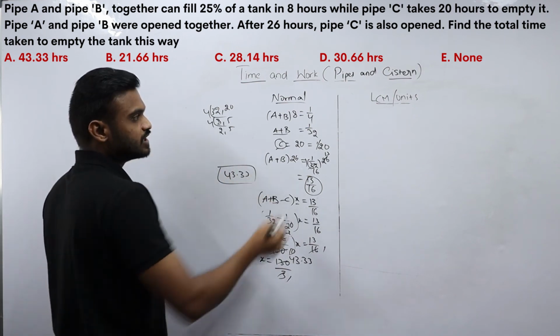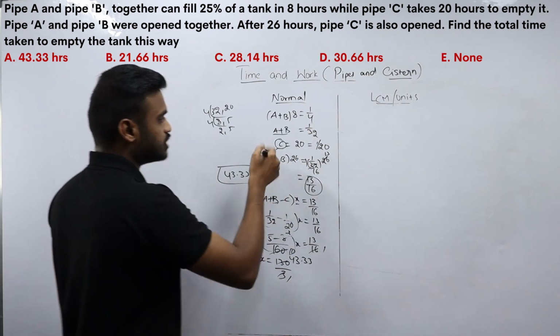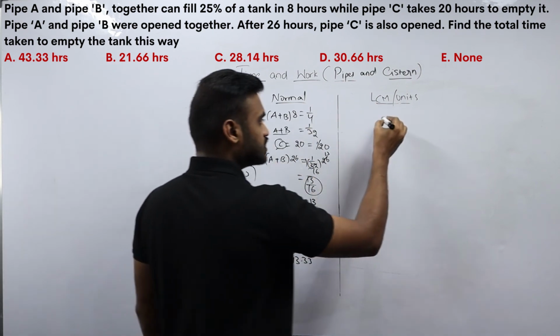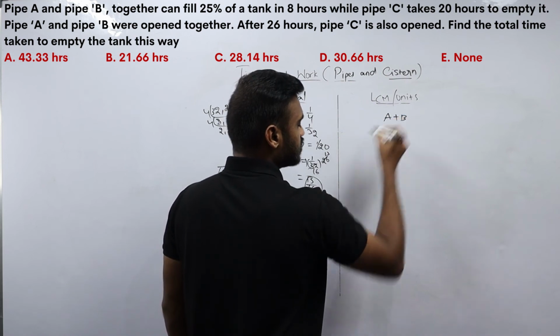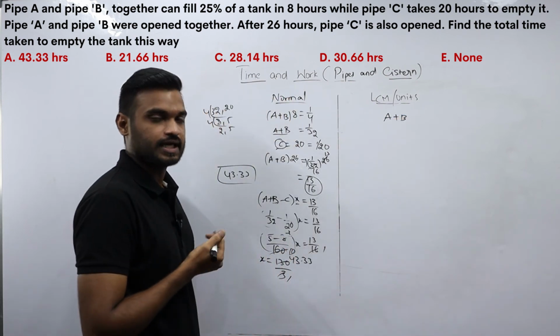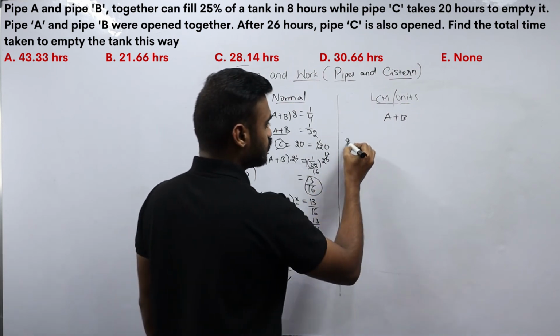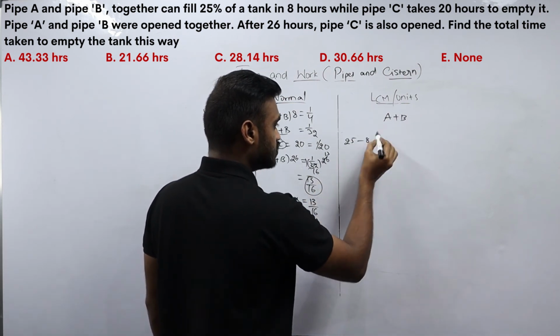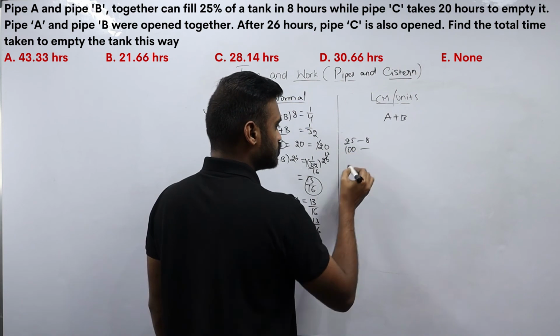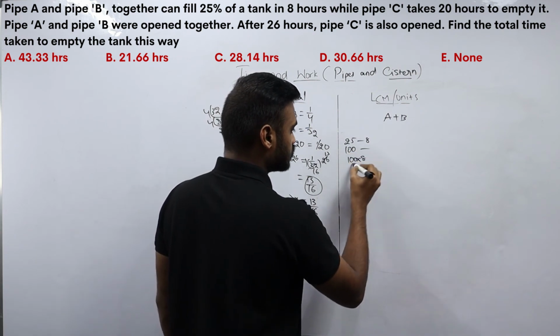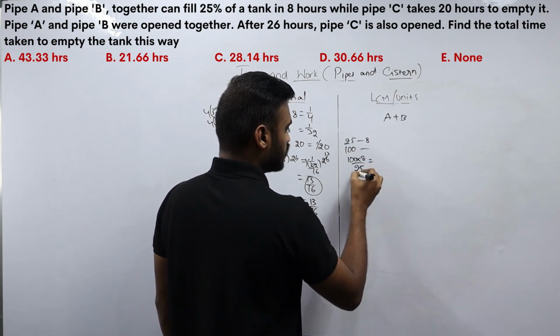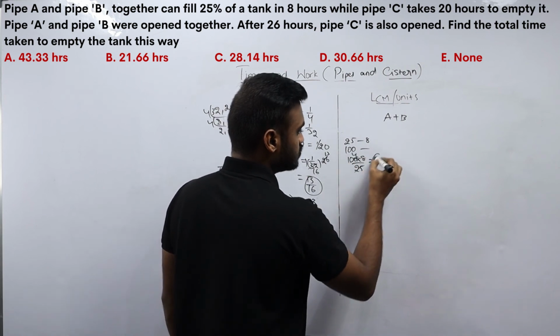Okay. Now let's see how the LCM or units method works in the same scenario to solve the problem. See, they are saying that A plus B can finish 25% of the tank in 8 hours. So to finish 100% of the tank, it totally takes 100 into 8/25, that is 25 ones, 25 fours and 8 fours, 32 hours.